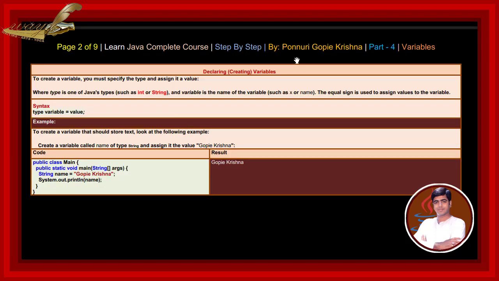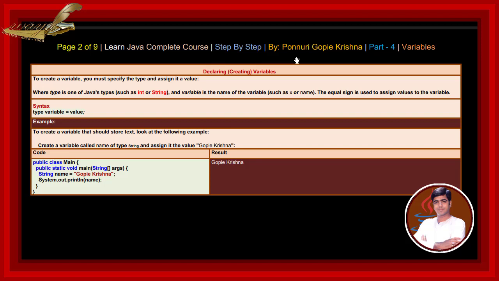Declaring, creating variables. To create a variable, you must specify the type and assign it a value. Where type is one of Java's types such as int or String, and variable is the name of the variable, such as x or name. The equal sign is used to assign values to the variable. Syntax: type variable = value.